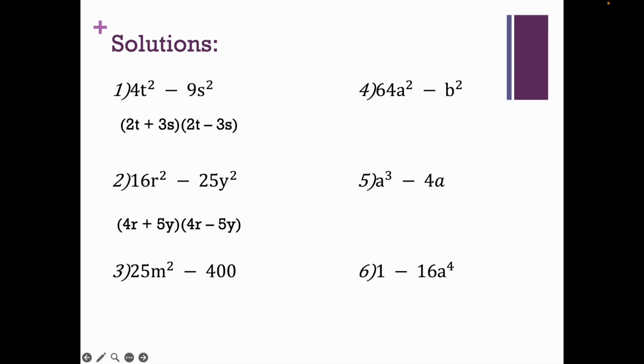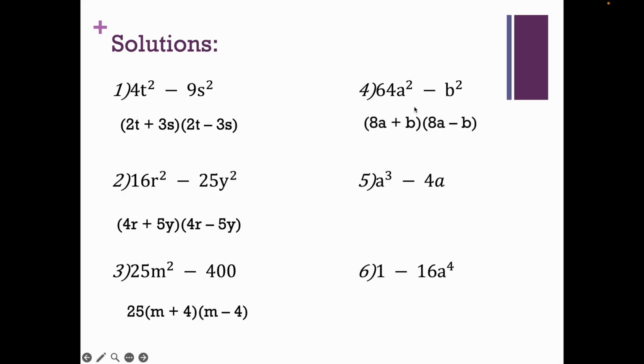In the third example, I do have a common factor. My common factor is 25. If I divide 25 from both terms, I'm left with m squared minus 16. And so then I'm going to square root m squared minus 16, and that is going to give me m and 4. I'm going to put m and 4 in both brackets, and I'm going to put a plus and a minus in between them, not forgetting that I have to stick my common factor in the front.